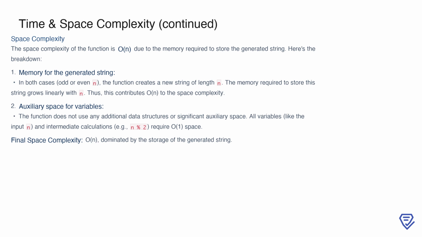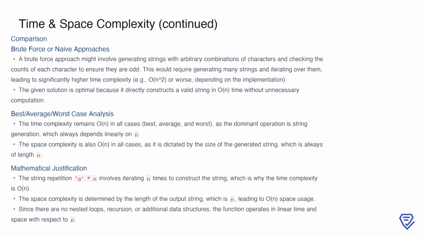When comparing this approach to brute force or naive methods, the efficiency of the given solution becomes evident. A brute force method might involve generating various strings with different character combinations and then verifying that the counts of each character are odd. Such an approach would involve iterating over multiple strings and performing checks, resulting in significantly higher time complexity, potentially O(n squared), or worse, depending on the implementation.